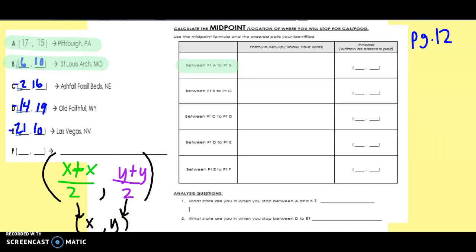All right, so if I'm looking at point A to point B there at the top, I'm going to be using the ordered pairs that I have highlighted in green. My x's are the first number, so I would add 17 plus 6 and divide by 2. So this middle portion of your worksheet is for you to set up the formula with the actual coordinates and show your work. And then for our y values, 15 and 10, I'd say 15 plus 10 divided by 2.